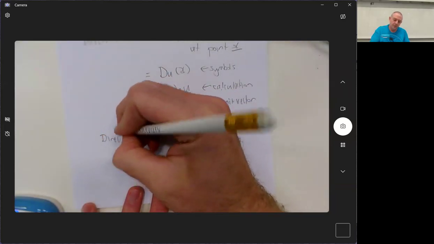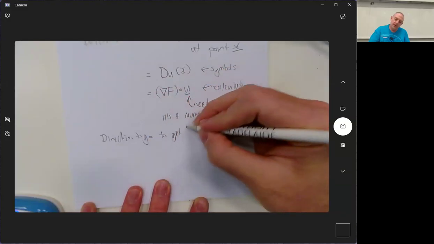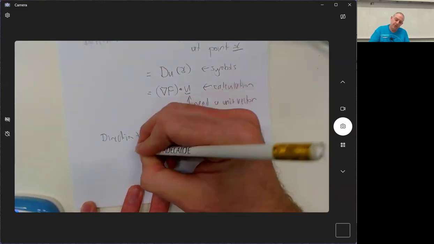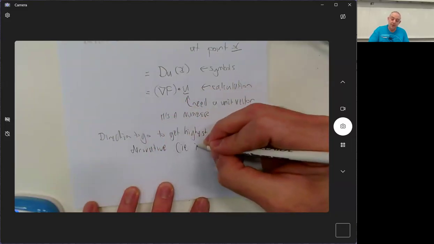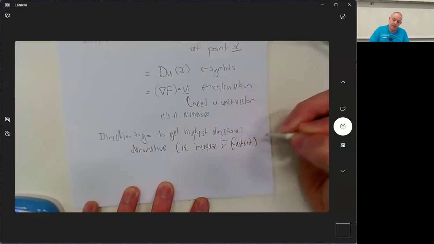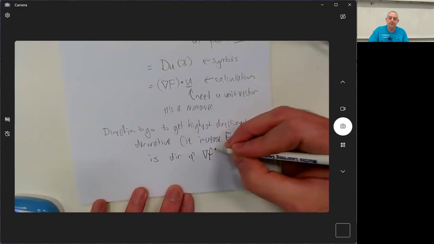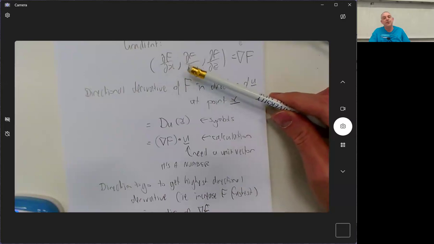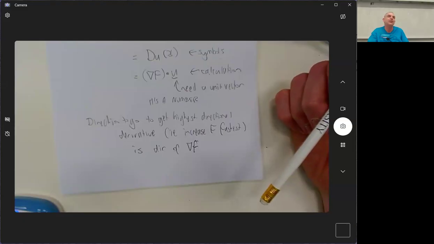So, the direction to go to get the highest directional derivative, i.e. increase f the fastest, is the direction of the gradient vector. So you reinterpret that vector as not just a handy place to hold the derivatives, but also as a direction, and that is the direction to go to get the highest directional derivative.